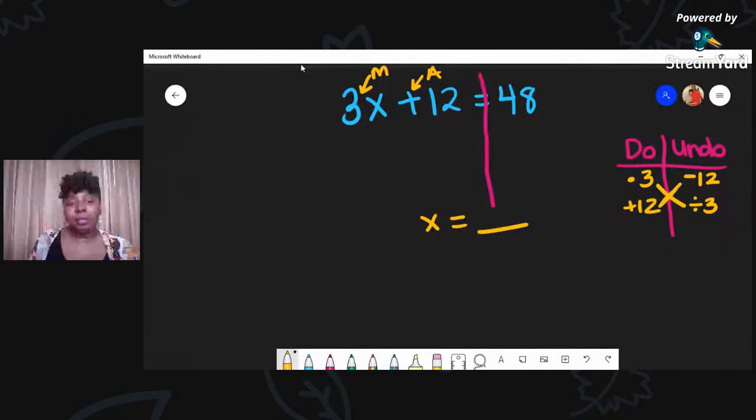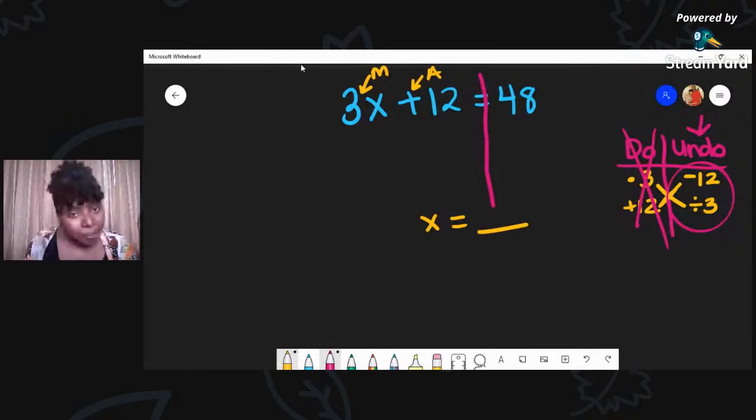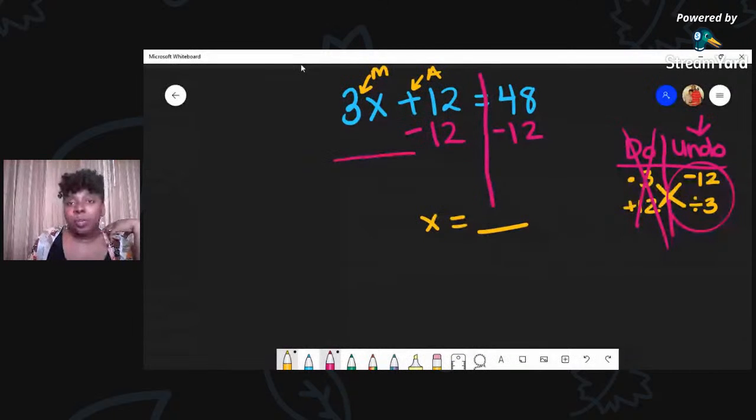Okay, and now, here we go. We're going to subtract, step 1. So we no longer need the do side. We're focusing on the undo side. Step 1 in my two-step equation is to subtract 12 from both sides. Whatever I do to one side, I have to do to the other side to keep it balanced.